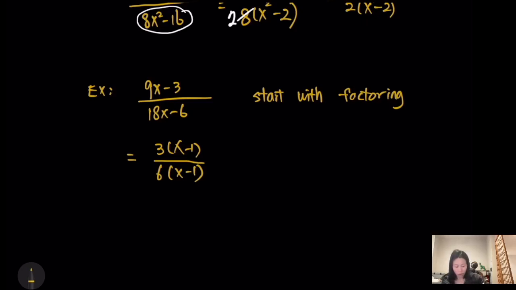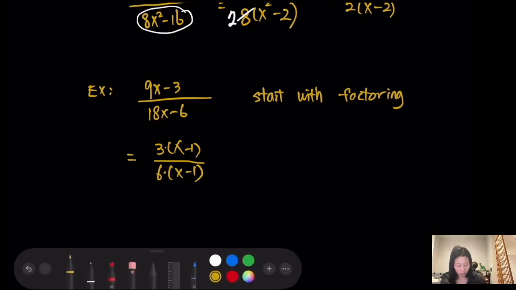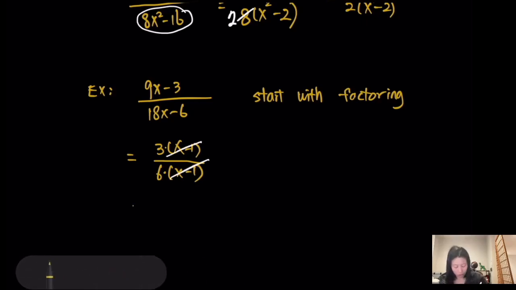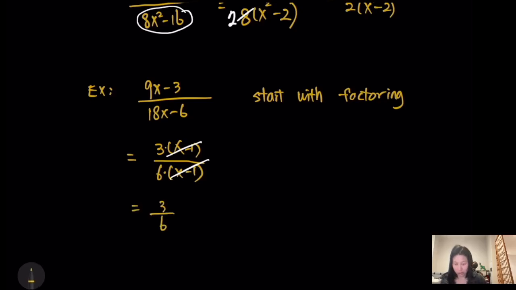Now, remember that these two are multiplication, a product, because when you factor, that means you use these two things multiplied together. Now, x minus 1 is the common factor of these two polynomials. So that means this part can be factored out. Now, I have 3 over 6 left, and I can continue to simplify it by dividing by 3. So now I have 1/2.